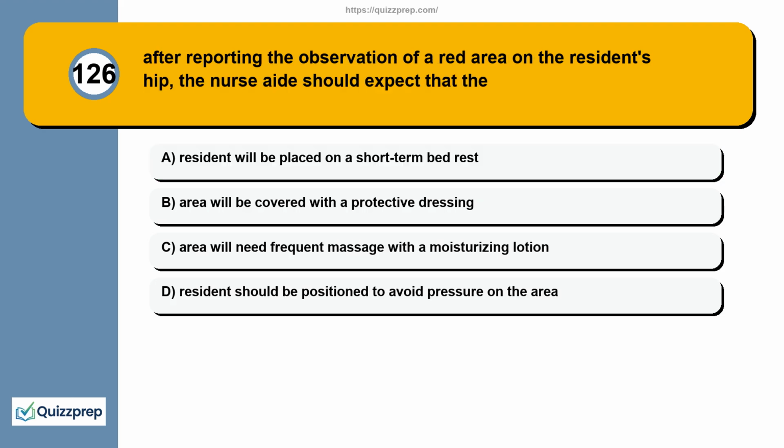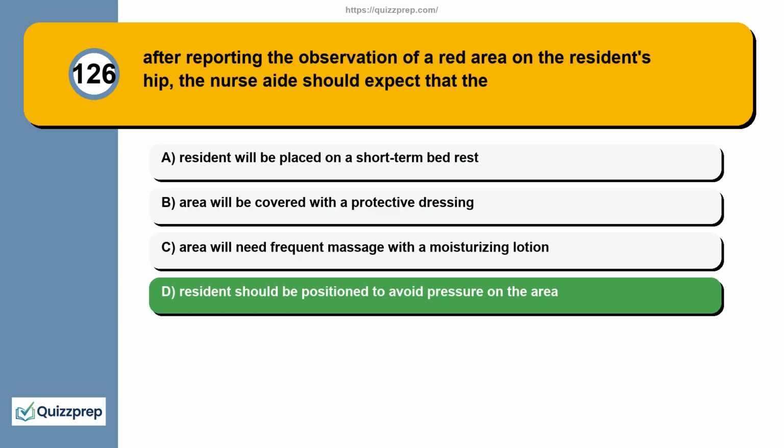Question 126. After reporting the observation of a red area on the resident's hip, the nurse aide should expect that the: Option A, resident will be placed on a short-term bed rest. Option B, area will be covered with a protective dressing. Option C, area will need frequent massage with a moisturizing lotion. Option D, resident should be positioned to avoid pressure on the area. The correct answer is option D, resident should be positioned to avoid pressure on the area.